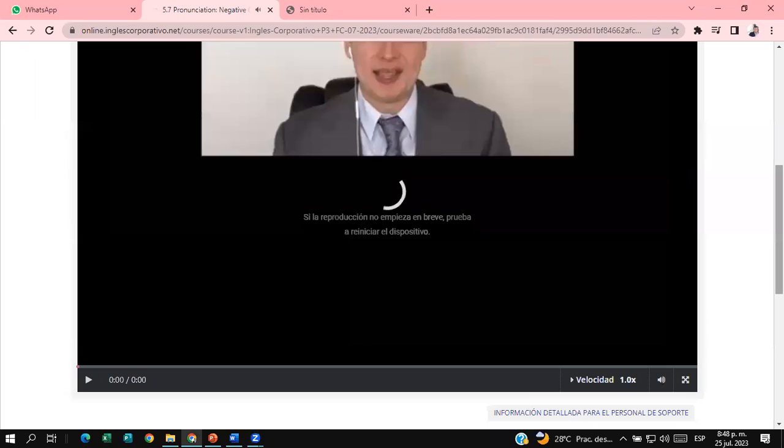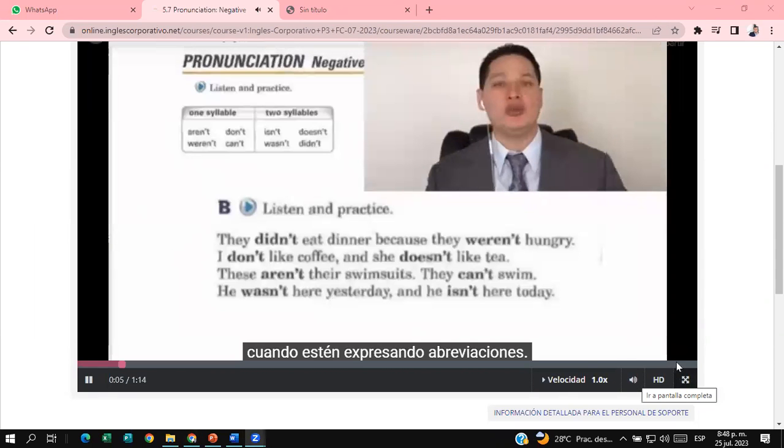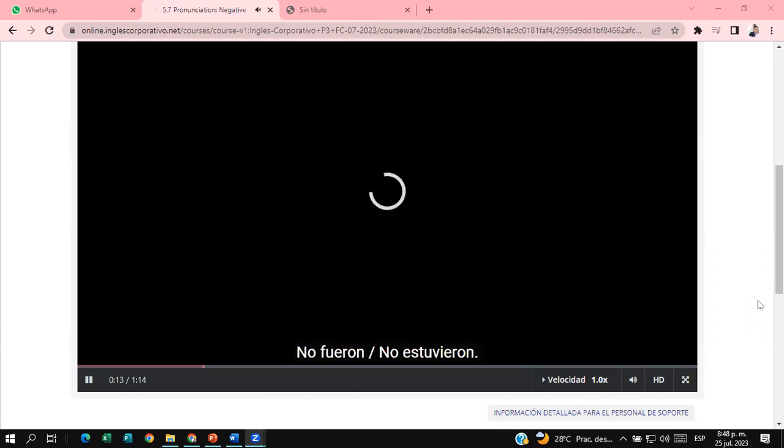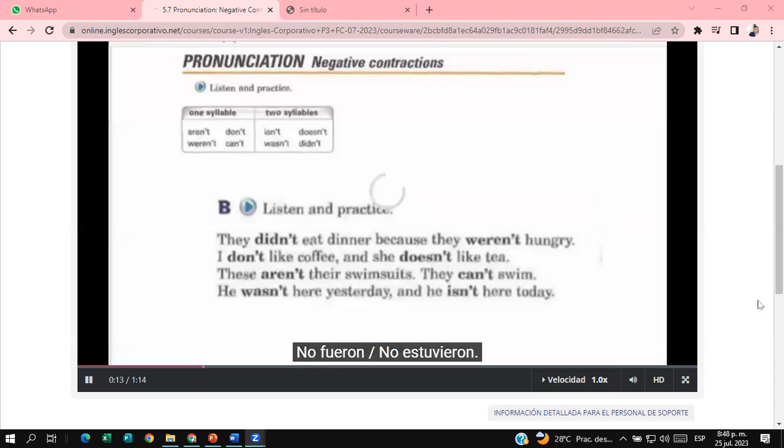Hi everyone. In this class you learn to sound natural when expressing contractions. Let's get started by analyzing the contractions on this chart. Aren't, weren't, don't, can't, isn't, wasn't, doesn't, didn't. They didn't eat dinner because they weren't hungry. I don't like coffee, and she doesn't like tea. These aren't their swimsuits. They can't swim. He wasn't here yesterday, and he isn't here today.